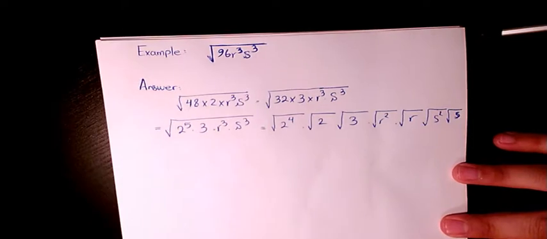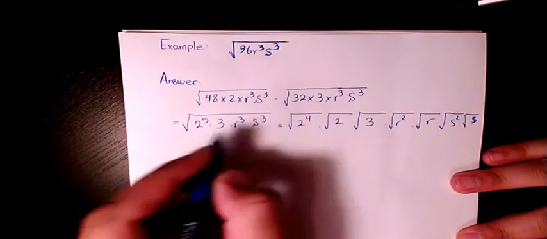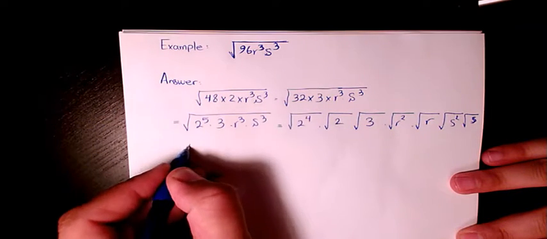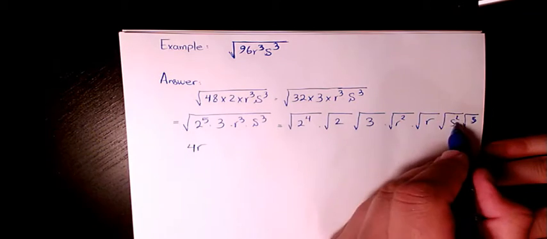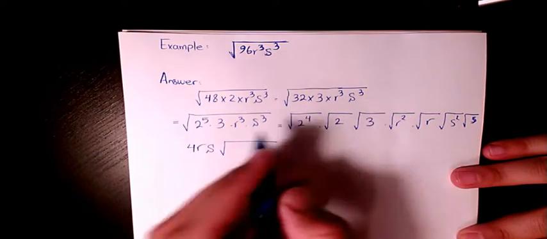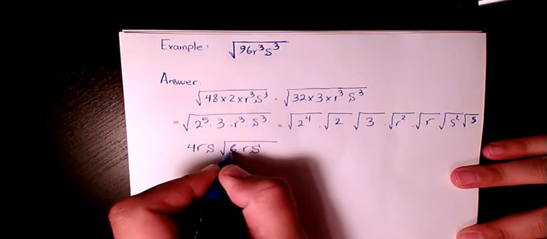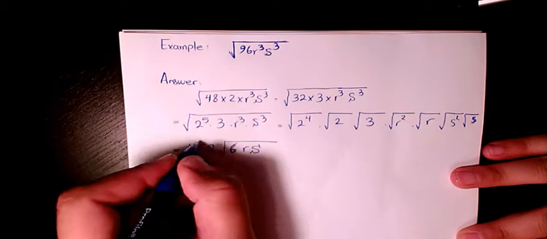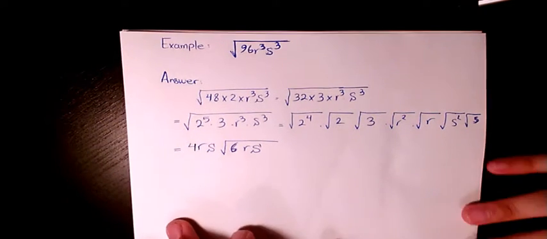Then we can simplify this one. It's going to be 2 to the power of 2, which is 4. This one is going to be r, and this one is going to be s. Times 2 times 3 is 6, r times s, rs. So 4rs times the square root of 6rs is going to be the answer.